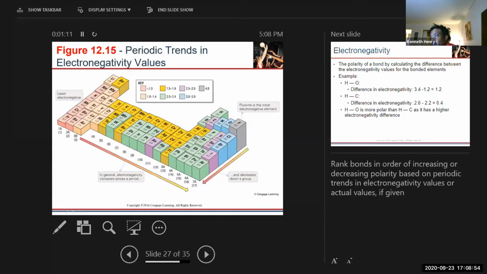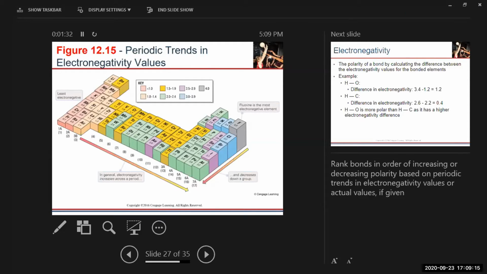If you go down the group, the electronegativity decreases. So fluorine is the greatest, then chlorine, then bromine, then iodine, then what is that? I think it's astatine.